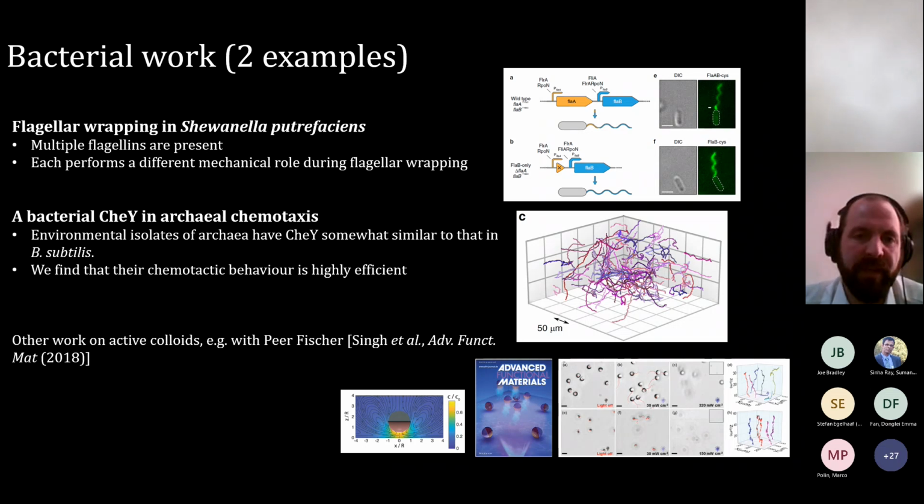That's a controversial topic, but the interesting thing to me is that each of these branches of the tree of life, the bacteria, the eukaryotes, and the archaea, have evolved their own way of moving around.